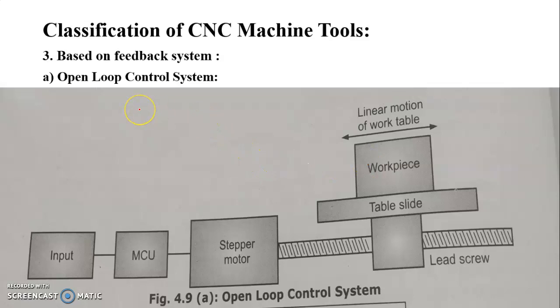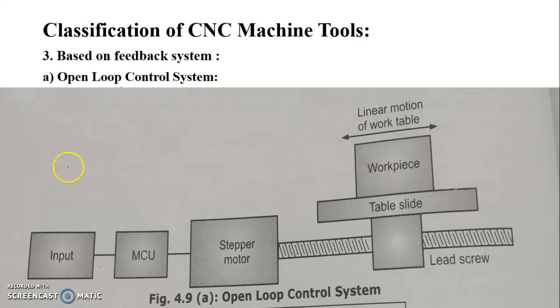Now the third classification of CNC machine tool is based on the feedback system. Again it is further classified as open loop and closed loop. So here we are going to discuss the open loop control system. As the name suggests, an open loop control system has no loop, or the loop is open. Since there is no feedback device, it is simple to design, less expensive and less accurate as compared to the closed loop control system.